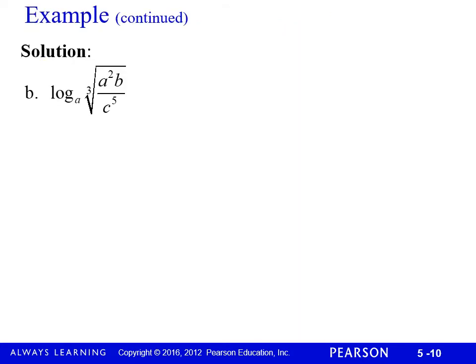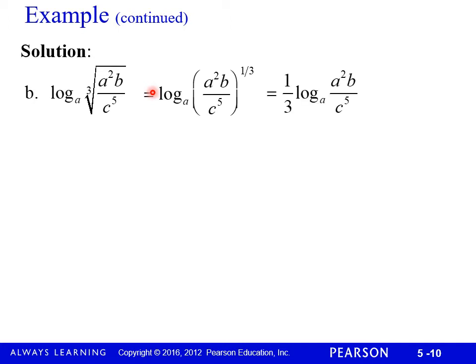Let's look at B. Now here I want to rewrite this first so that it's exponential in nature. This one is more complicated because I have exponents on the entire argument, so I can pull this 1/3 down at first. And so I get 1/3 times the log of a squared b over c to the fifth. Now I can apply that simple rule, which is 1/3 times 2 times log a plus 1/3 times log b minus 5 times 1/3 log c.